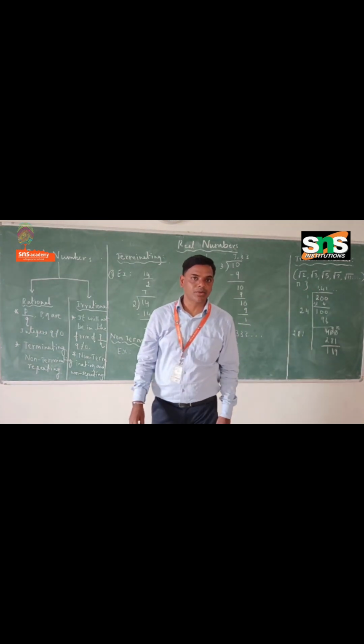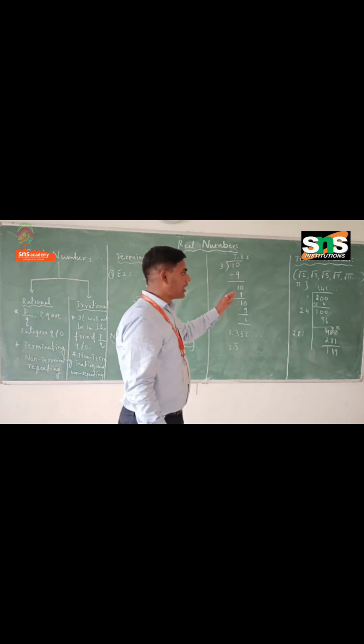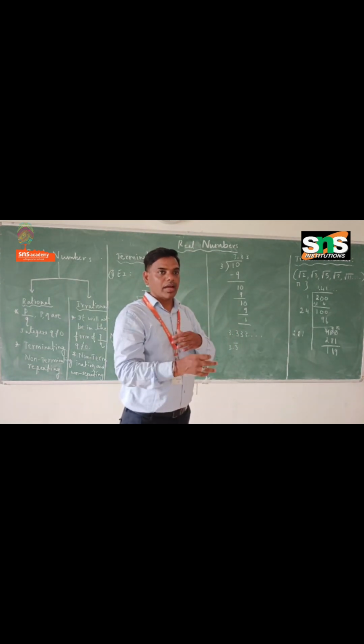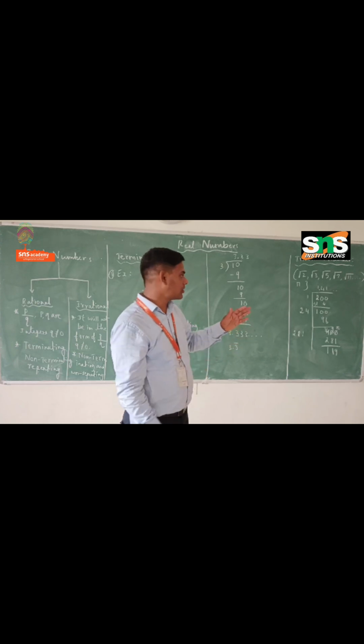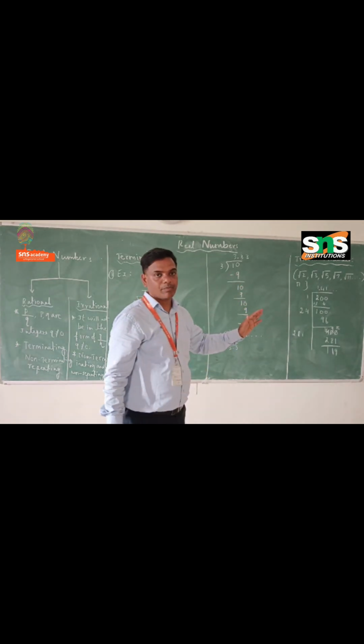When you divide 22 by 7, it will not be an exact value. The values keep going and you get different values. So that also comes under irrational numbers.